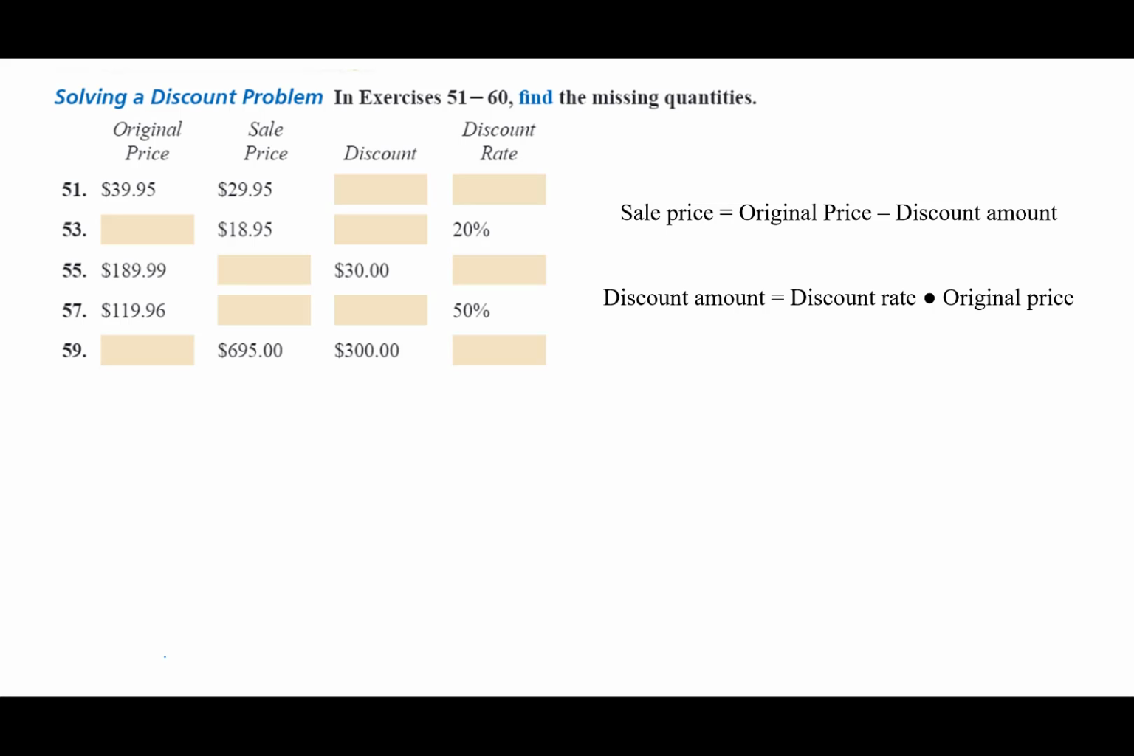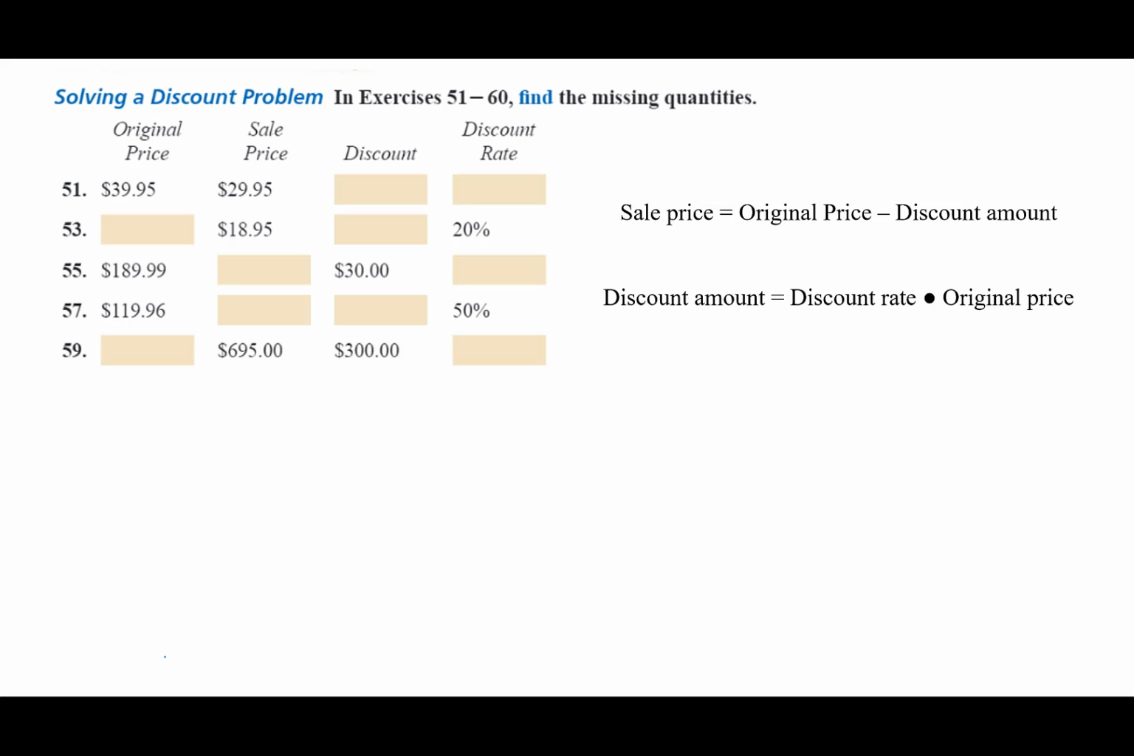There are also 4 quantities for these discount problems. You have the original price when the item is brand new. You have a sale price. You have a discount and a discount rate. The discount will be the discount amount, the actual dollar amount that item is selling for less than the original price. The discount rate is a percentage.